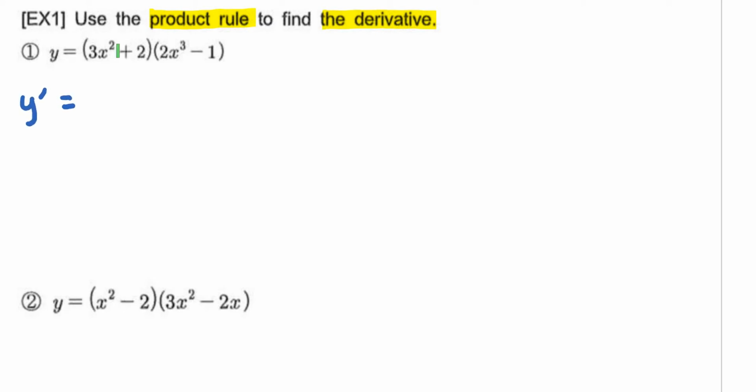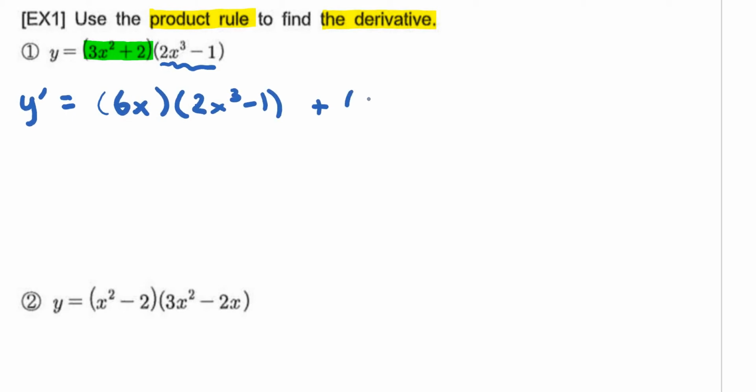All right, so let's take the derivative of the first term here. The derivative of 3x squared plus 2 is going to be 6x. So 6x is the first derivative, times the second term, which is 2x cubed minus 1. And then plus the first term, which is 3x squared plus 2. And then we take the derivative of the second term, and the derivative of 2x cubed minus 1 is going to be 6x squared. And that right there is your derivative for the very first question.